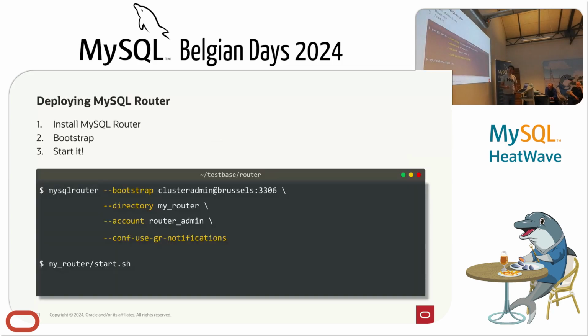So deploying router is really simple. Just install it. You bootstrap. Like I was saying, you just point to some server of the topology. I'm using the directory option to create the new directory where router will deploy the scripts and the configuration file.